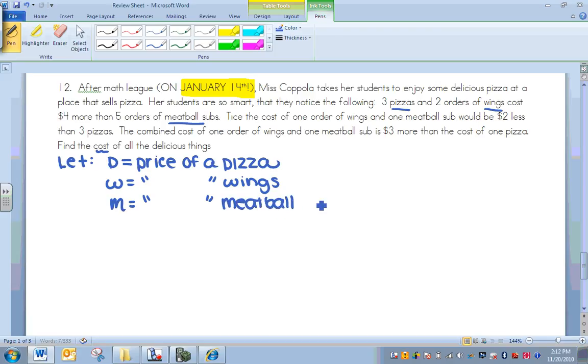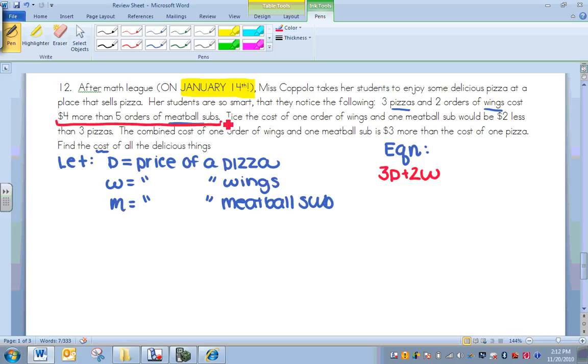Okay, so when we read the question now, our goal is to set up an equation here. You have to be careful, and it's kind of sneaky, so that's why I want to go over this one with you. Okay, so Miss Capola takes her students to enjoy some pizza. 3 pizzas and 2 orders of wings cost $4 more than 5 orders of meatball subs.